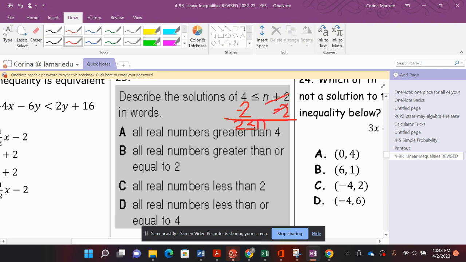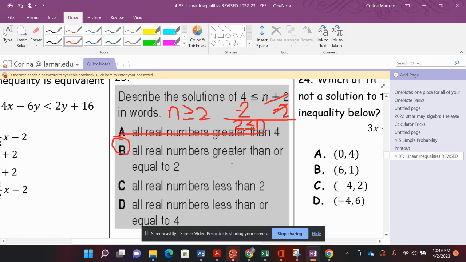Then the sign stays the same because we only subtracted, and then we have n here. And then these cancel out. So this is 2 is less than or equal to n, or if we flip it around and put the n first, that means that the number is greater than or equal to 2. So all real numbers greater than or equal to 4, that is not correct. All real numbers greater than or equal to 2, there you go. That's our answer.